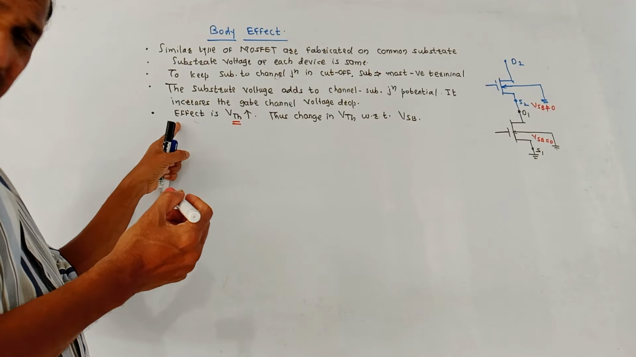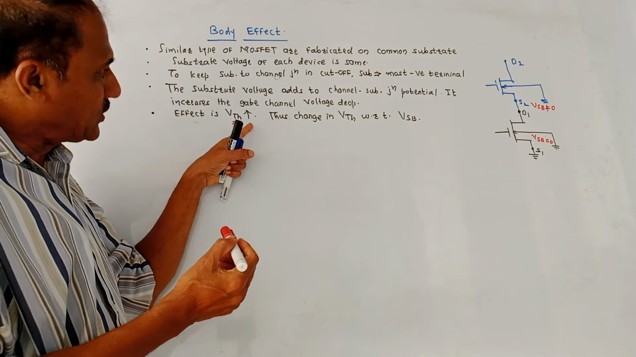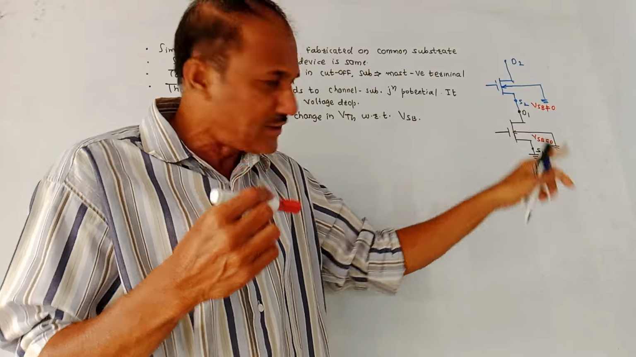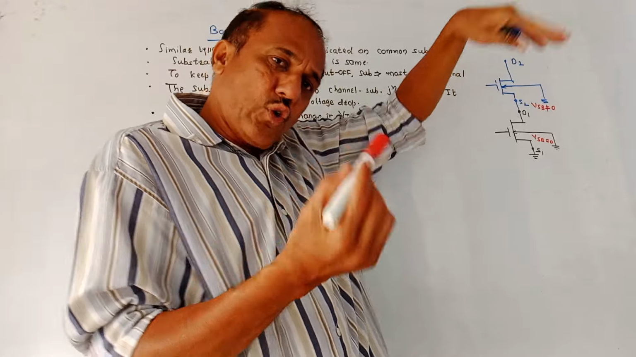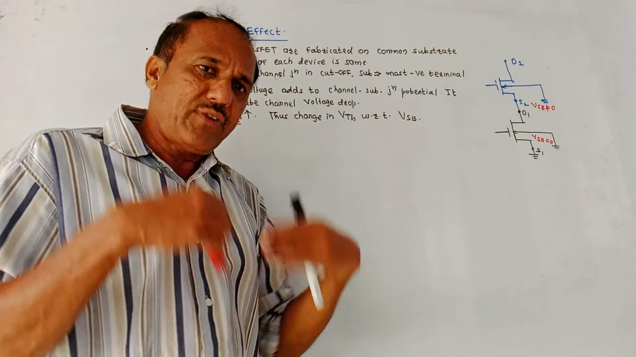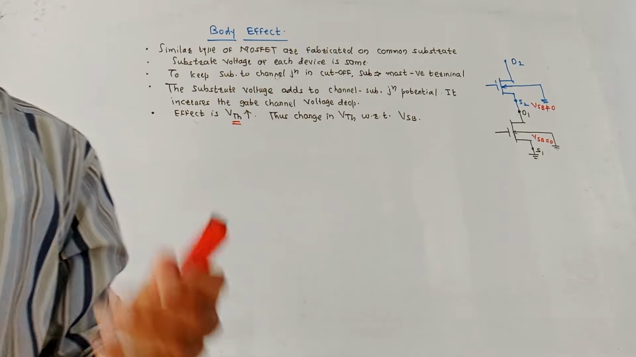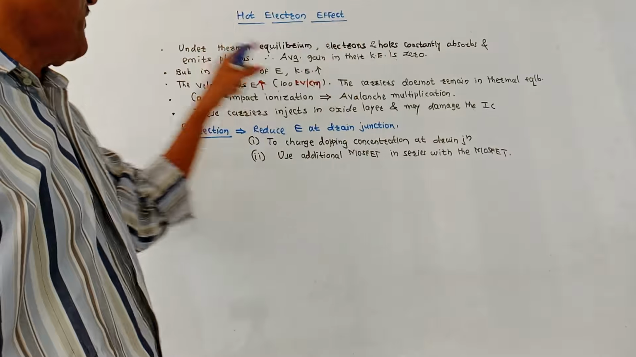So this net effect is there will be increase in the value of VTH. VTH is the threshold voltage. This change of VTH with respect to VSB, because VSB is not remaining 0, it is increasing. So due to increase in VSB, VTH, that is threshold voltage, increases. This effect is called body effect. Next important part is hot electron effect.